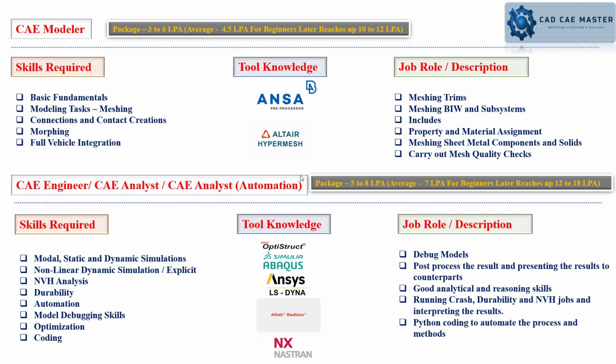Finally, to become a CAE analyst automation engineer, you should be able to create the macros or the automation for the particular process or the methods by using Python. Well, so these are the things you should know when it comes to the CAE domain. So I hope now the freshers, the mechanical fresh graduates, or the people who are undergraduates, know what exactly they should do to get into the CAE domain, right?